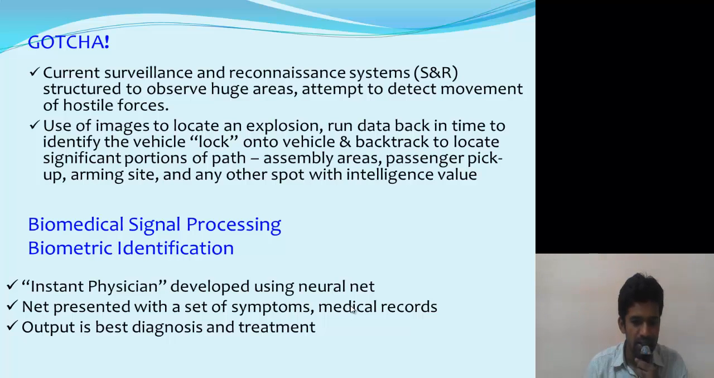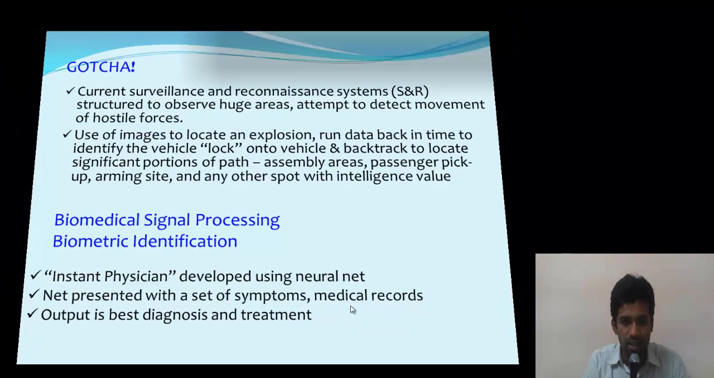Biomedical signal processing and biometric identification. Instant physician is an application developed by using neural networks. The network is presented with a set of symptoms, and medical records are also used. Output is the best diagnosis and treatment, which also acts as an efficient way to treat a patient.